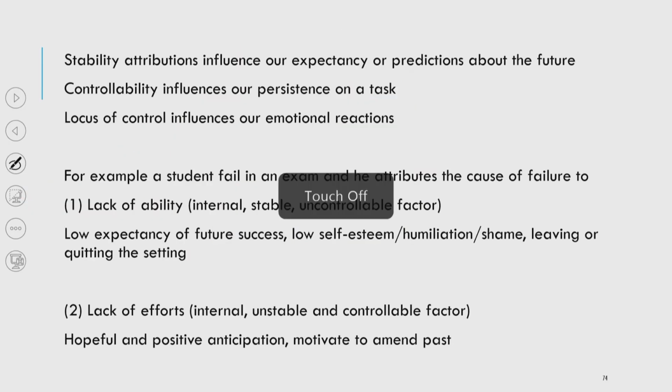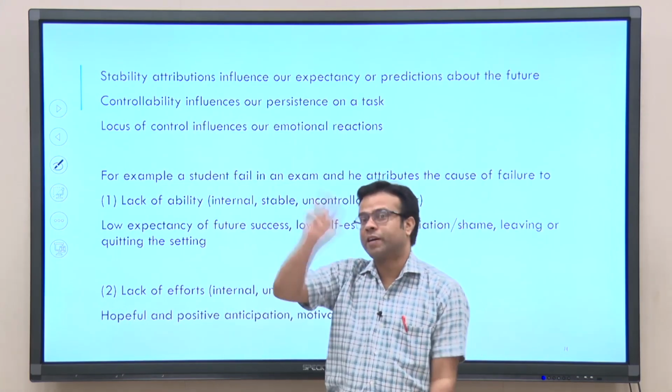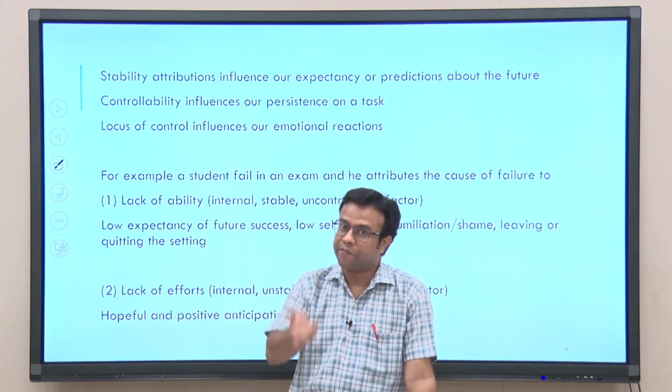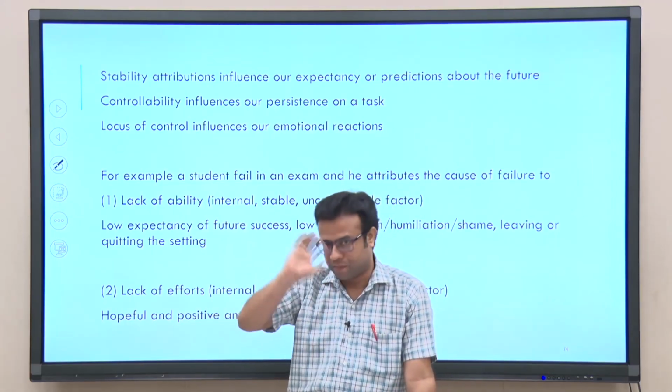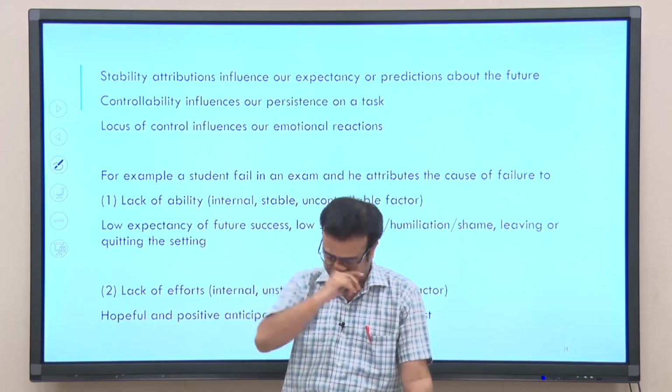So, stability attributions, whether a factor is stable or unstable, will influence our expectancy or prediction about the future. If you think a stable factor caused your success or failure, it is likely to influence your prediction about the future. If it is stable, you are not likely to give much effort for the future. However, if it is unstable, you are likely to have different expectations, or at least you will expect that things could change in the future.